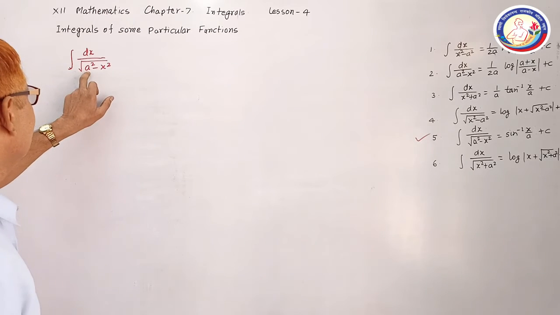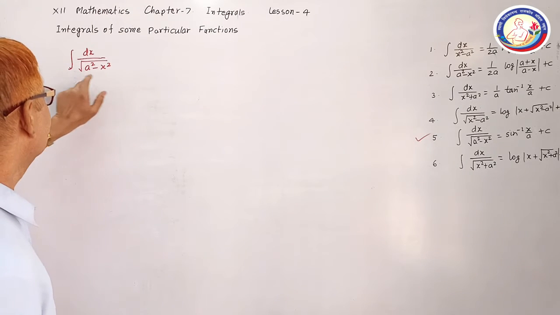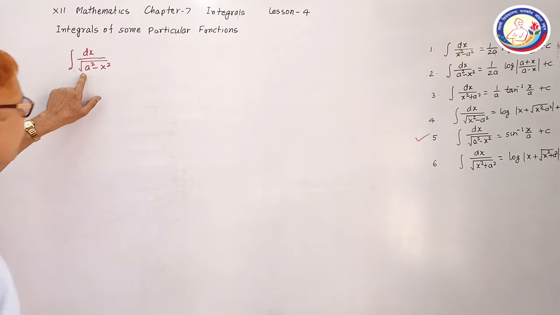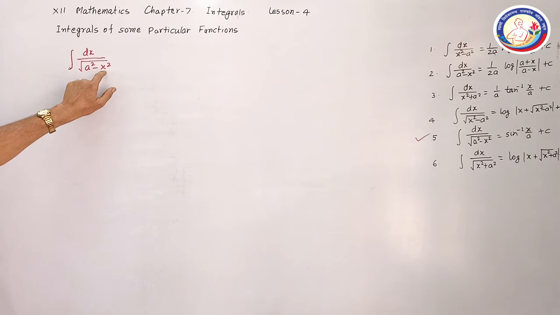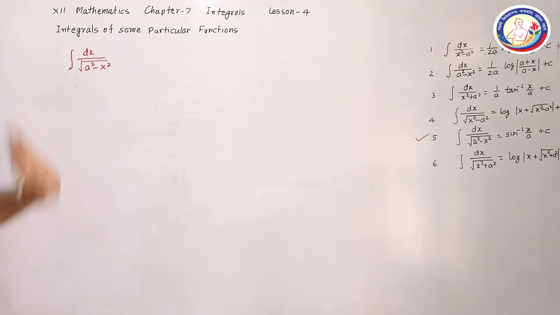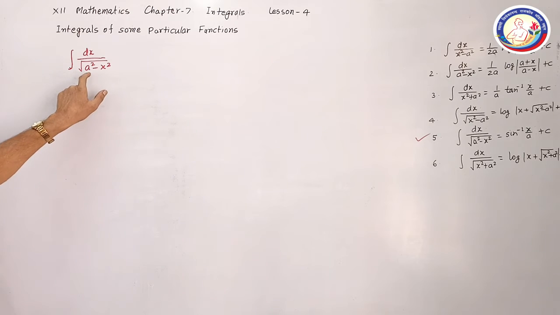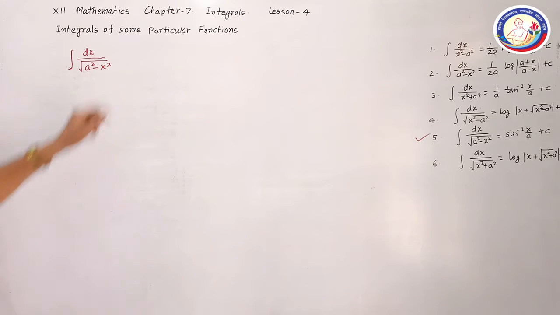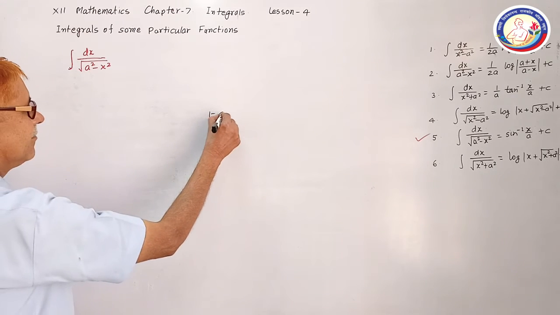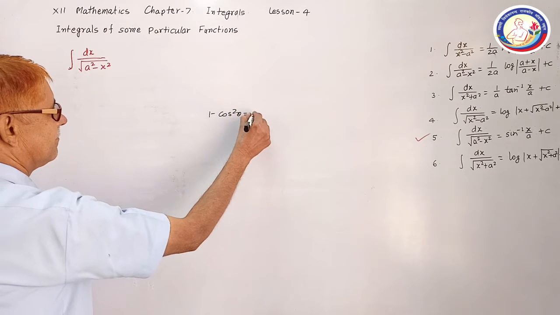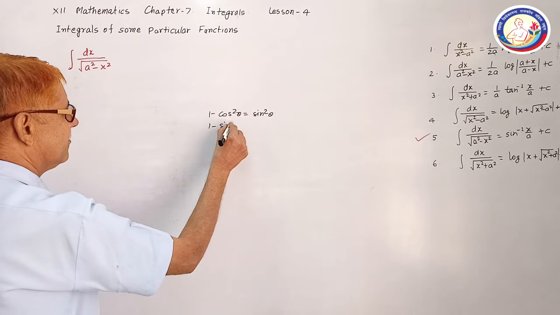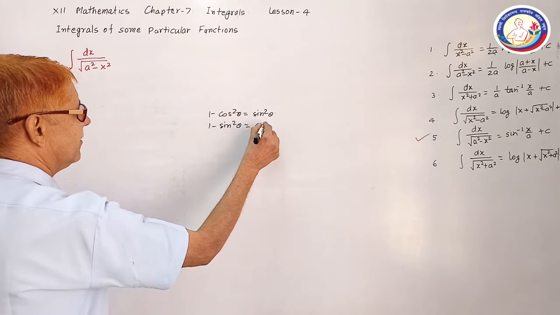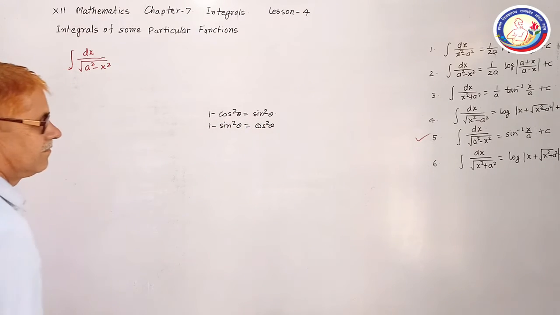Here we are having square root of a square minus x square. We have to remove this square root, and it can be removed by taking x equal to a cos theta or a sin theta, because 1 minus sin square theta is equal to cos square theta.